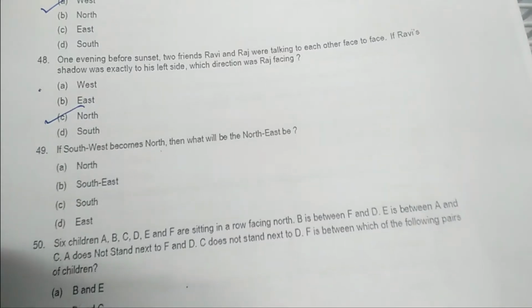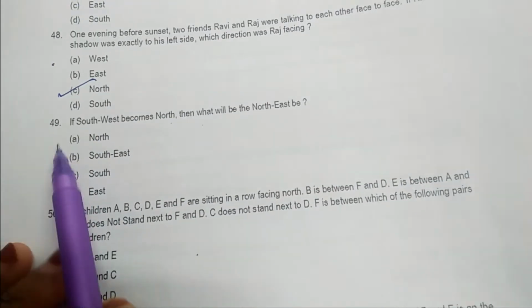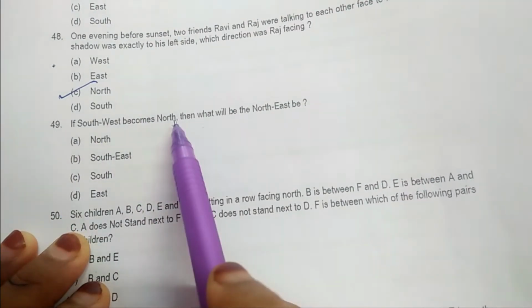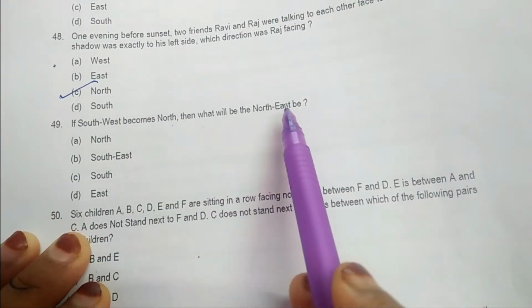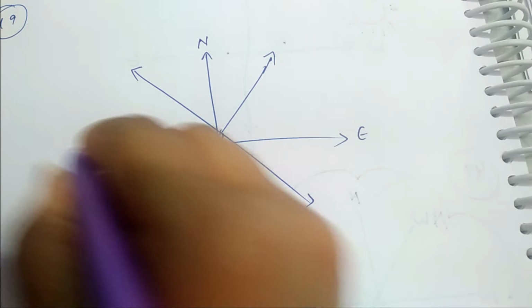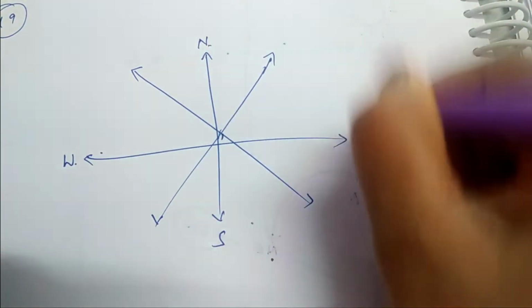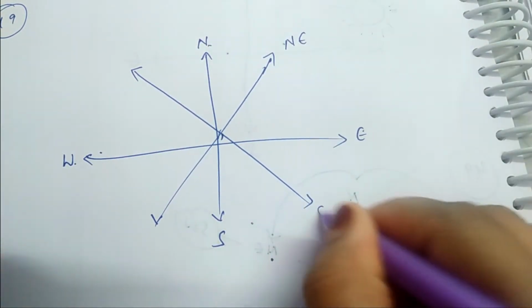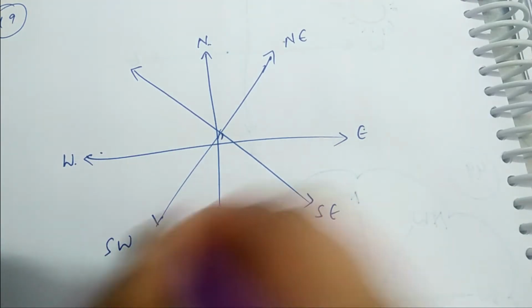Now let's move on to the 49th problem. If southwest becomes the north, then what will the northeast be? Basically it's about directions. We'll draw the directions north and south and east and west. This is northeast. This is southeast. This is southwest. And this is northwest.